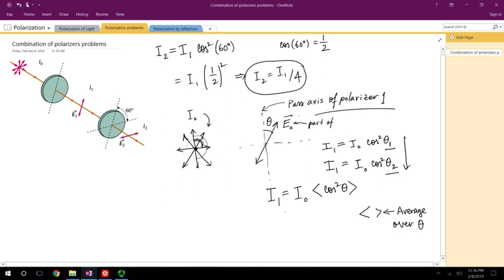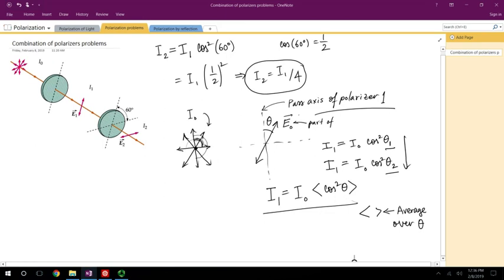So how do I find this average? In order to average over theta values, I first have to add all the cosine squared theta values that are possible and divide by the total of all the theta values that are possible. A way of doing that is to write I1 equals I0 times the integral of cosine squared theta d theta, with theta going from 0 to pi, divided by the integral from 0 to pi of d theta. If you do this integral, you'll see that the result is 1/2.